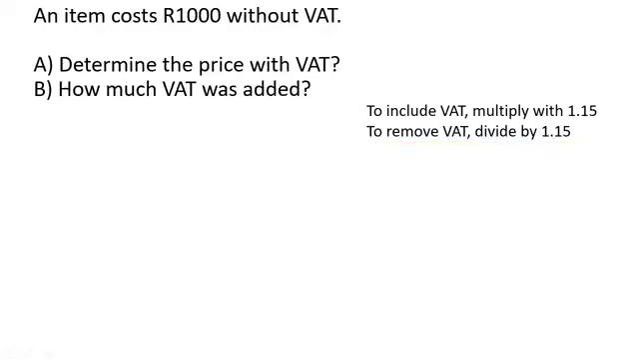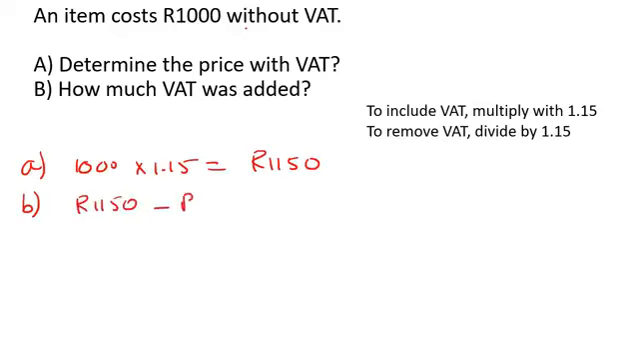An item costs 1,000 Rand without VAT. Determine the price with VAT. Okay, so it says to include VAT, multiply. You just want to make the number bigger, so you multiply. And then when you want to make the number smaller, you divide. So for question A, you're just going to say 1,000 multiplied by 1.15, and that's going to give you 1,150 Rand. And so for this next one, how much VAT was added? Well, you can just say 1,150 minus 1,000, and so that'll be 150 Rand.